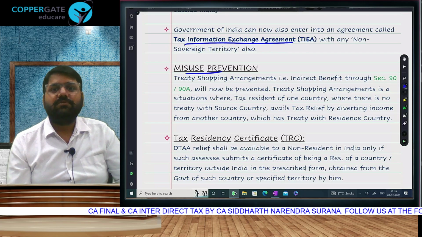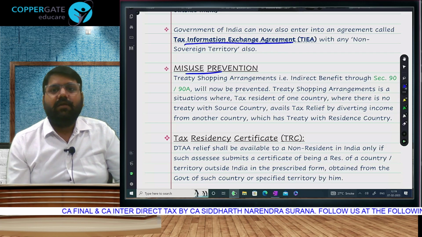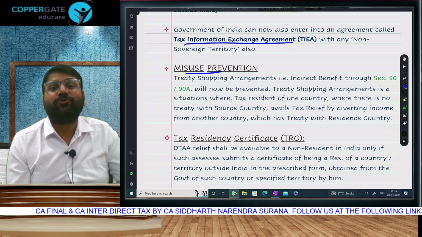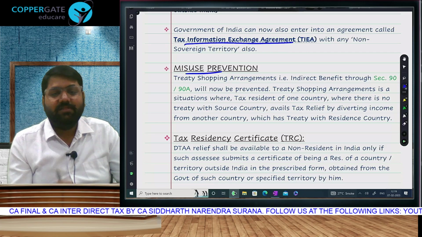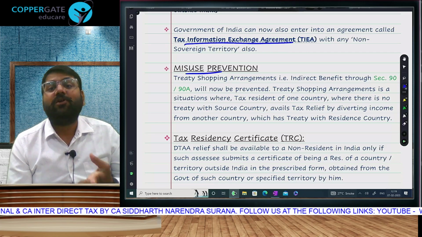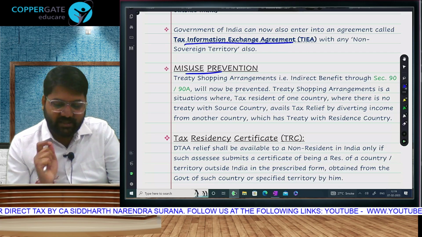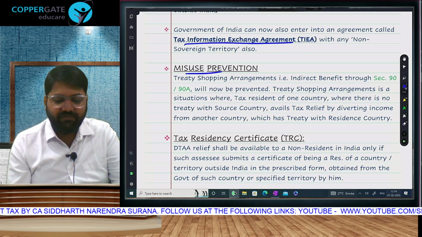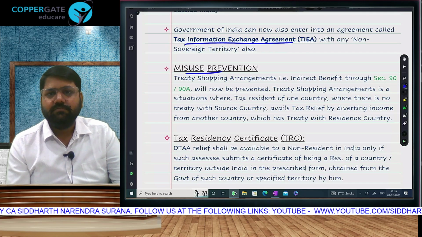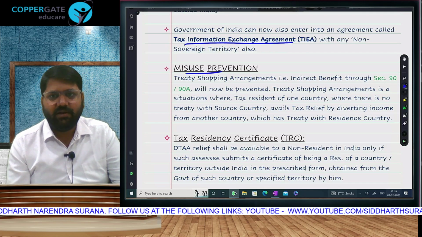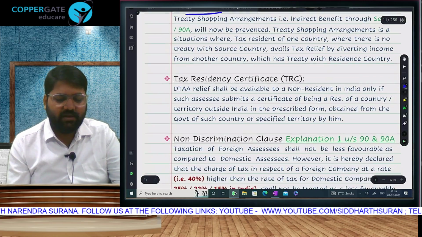That's misuse. That's called treaty shopping. In advanced international tax we may also call it treaty abuse. That will not be allowed. Such people will not be eligible for tax relief under any treaty. Residents of third countries will be disqualified. Of course. Of course. For a resident of a third country, we don't have to give any benefit.